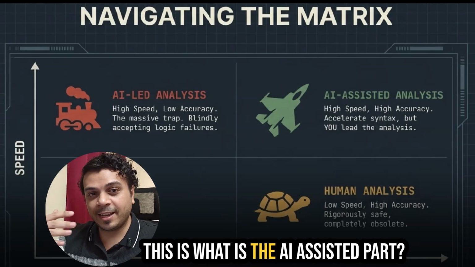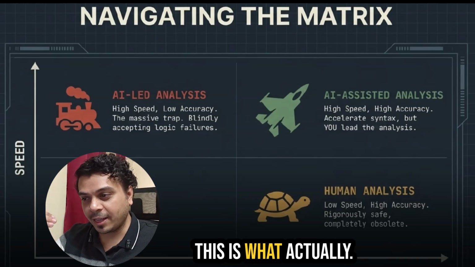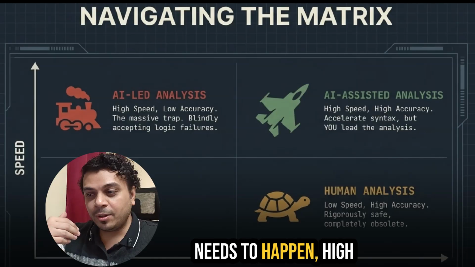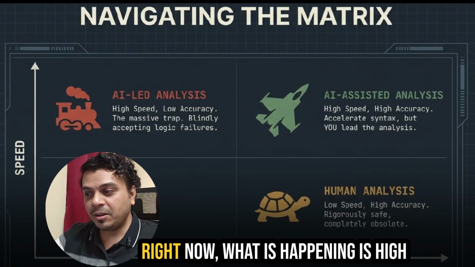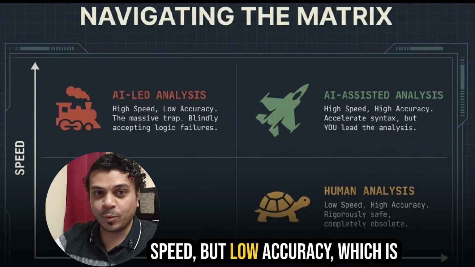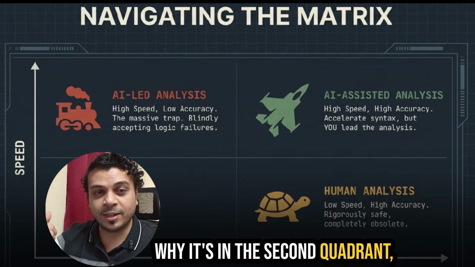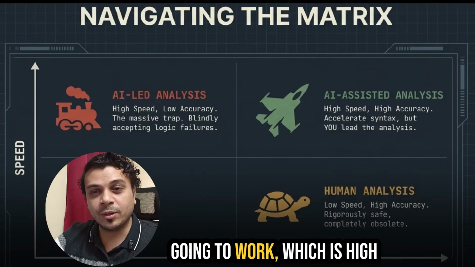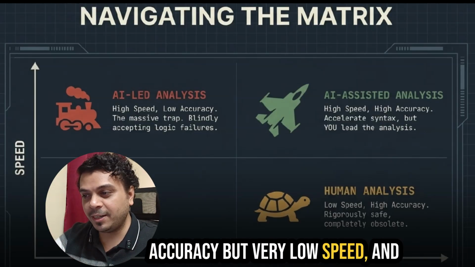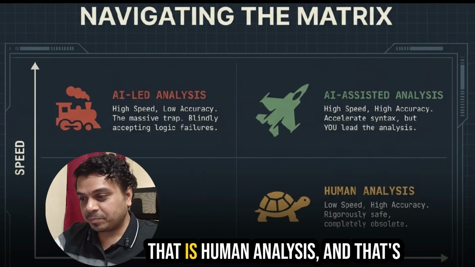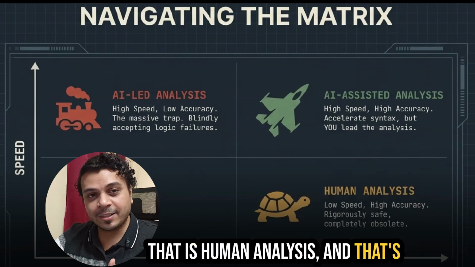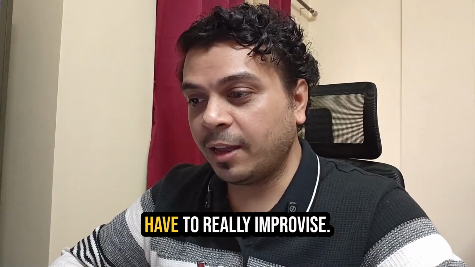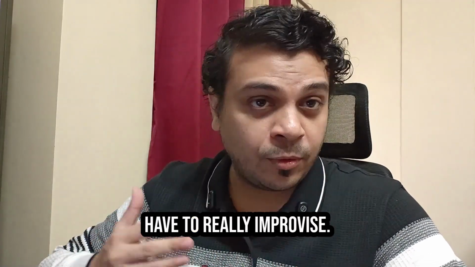This is the AI assisted part. This is what actually needs to happen: high accuracy and high speed. Right now what is happening is high speed but low accuracy, which is why it's in the second quadrant, and absolutely what's also not going to work is high accuracy but very low speed, and that is human analysis, in the 4th quadrant. So this is where you would have to really improvise.